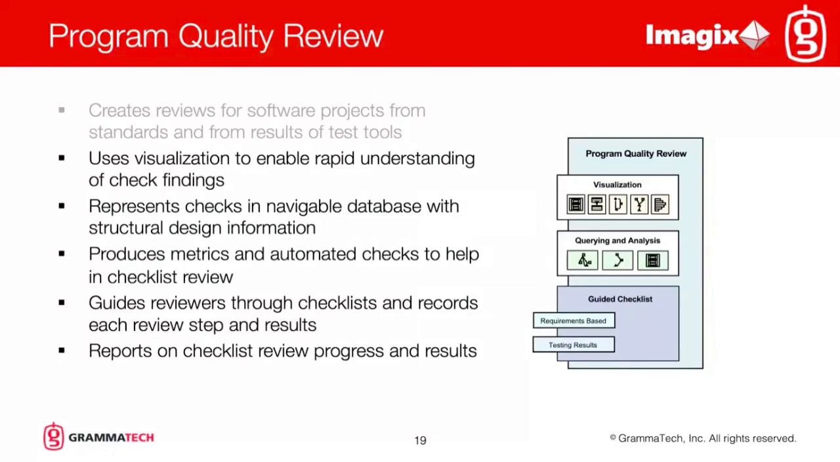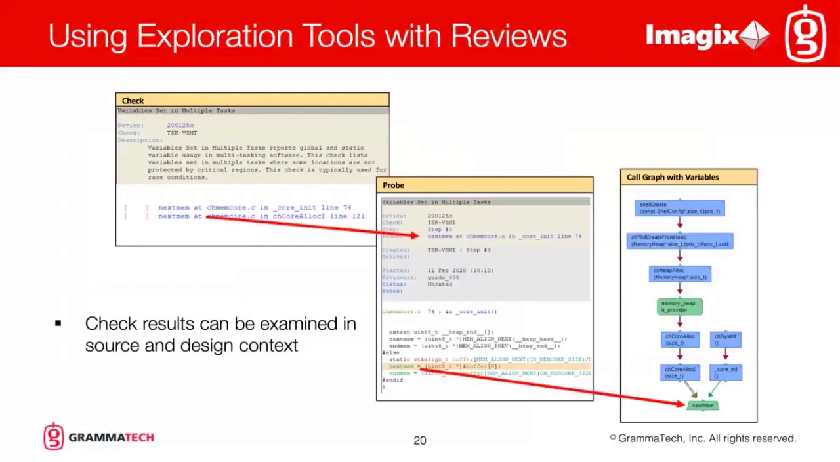Once the checklists are created, then the review tool uses the program understanding functionality that I described earlier, the visualization and the querying and analysis, to examine and analyze the software related to a specific check. It automates as much of this process as is possible, and not just in examining each issue, but in recording observations, making recommendations, tracking results, etc. Let's look at how this works.